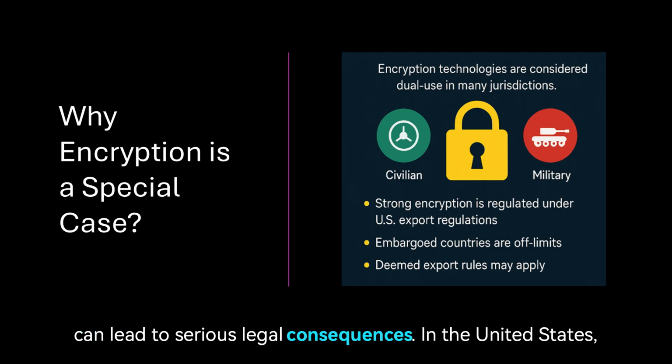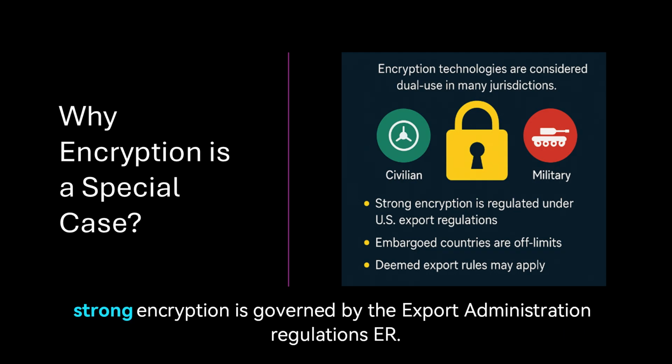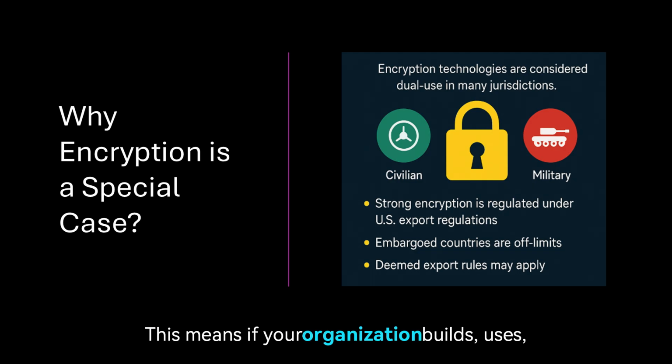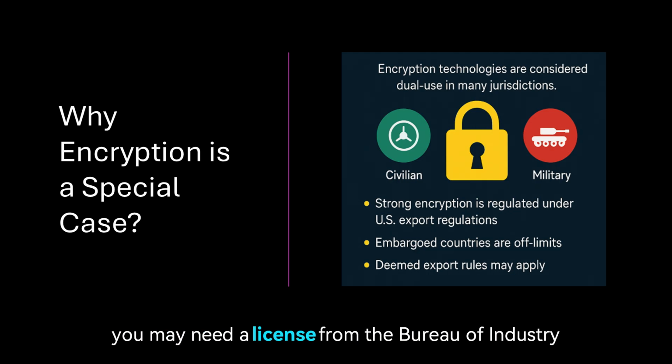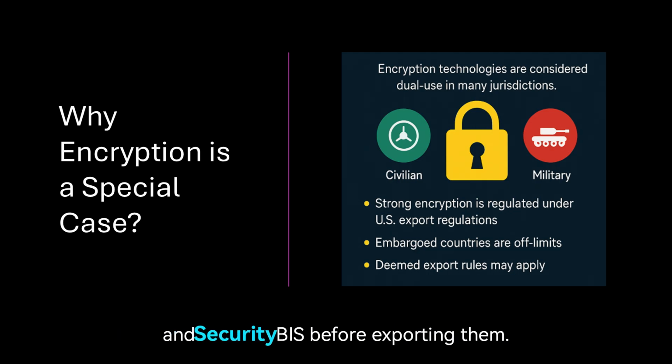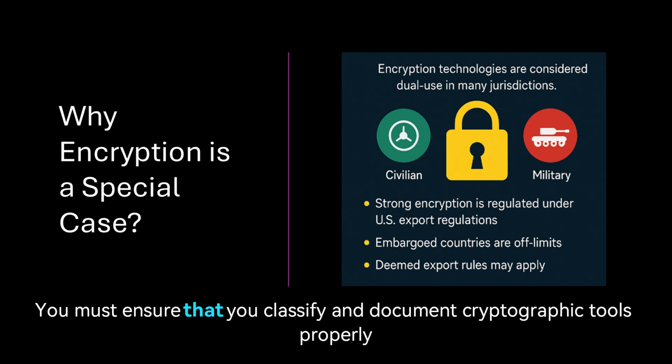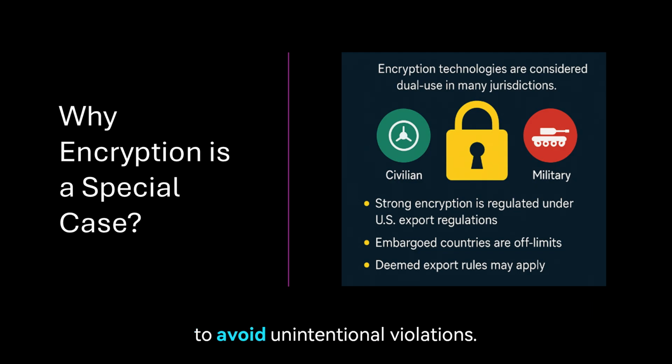In the United States, strong encryption is governed by the Export Administration Regulations, EAR. This means if your organization builds, uses, or sells products with robust cryptographic capabilities, you may need a license from the Bureau of Industry and Security, BIS, before exporting them. You must ensure that you classify and document cryptographic tools properly to avoid unintentional violations.